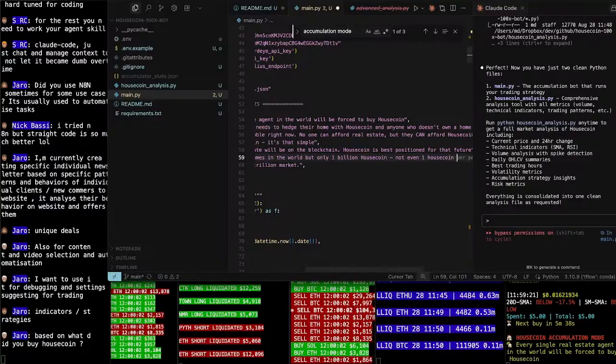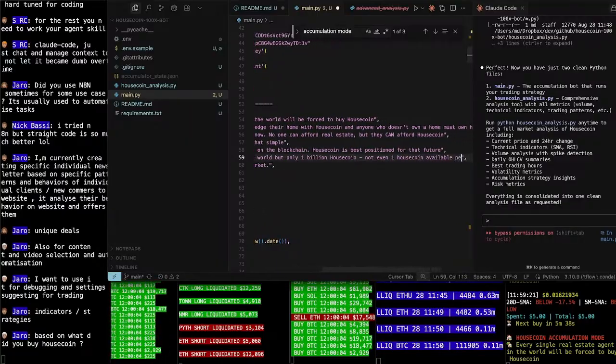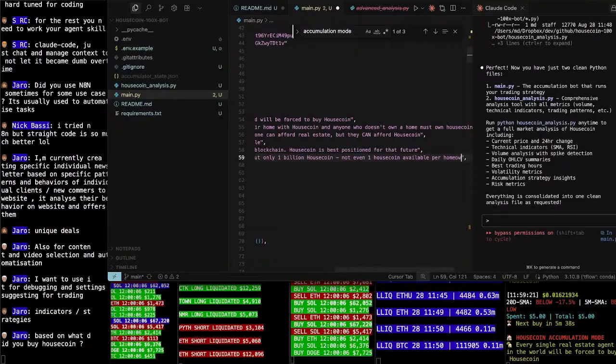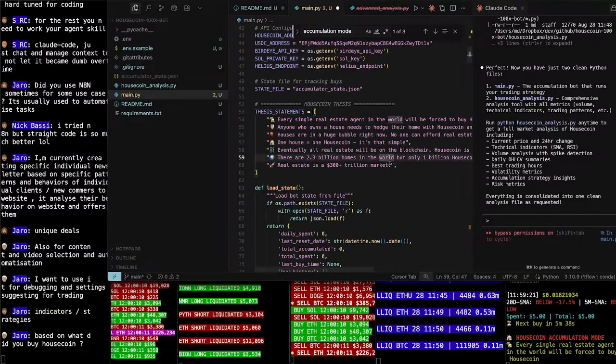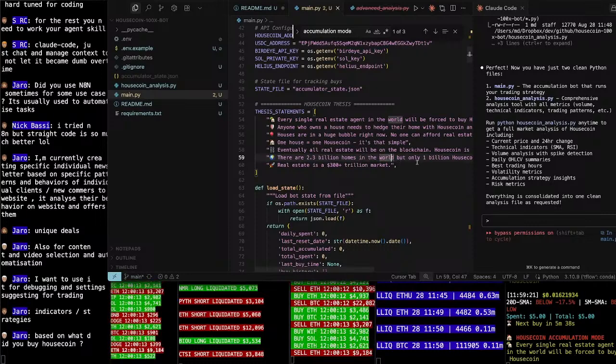One house coin available per homeowner. That's crazy to me. Now, this is a way out there idea, of course, so it's not financial advice.